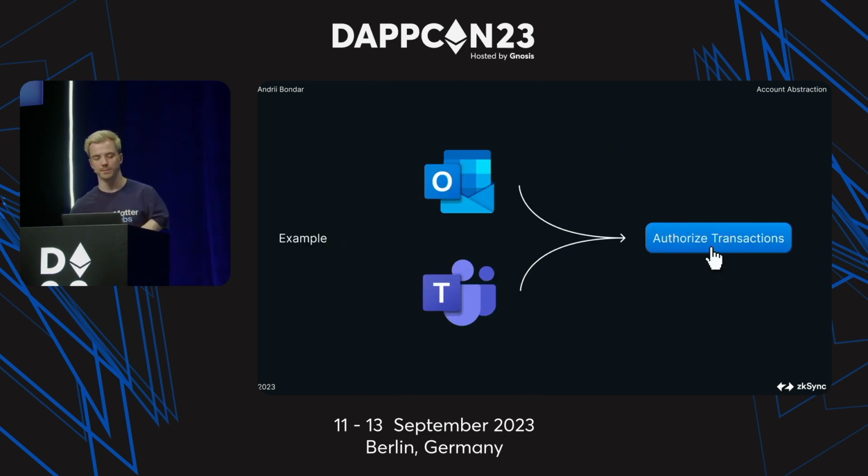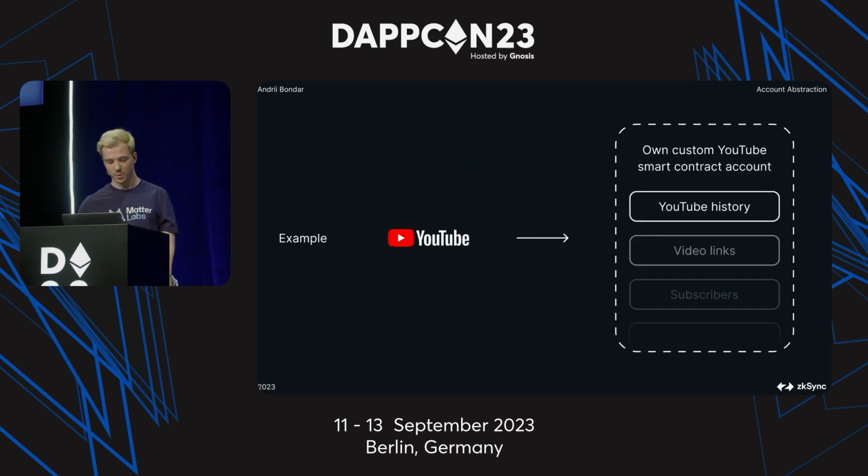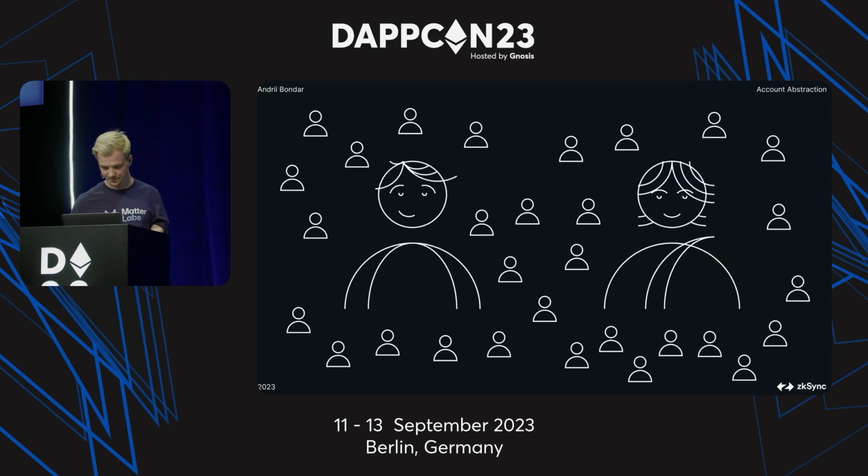Just imagine an example. Every MS Office user can authorize transactions directly from their email or MS Teams app. What about entertainment? Imagine every YouTube channel can have its own custom YouTube smart contract account that holds history, video links, etc. in decentralized storage, which would instantly turn YouTube into a decentralized social network. Today, I showed you some of 1 million possible cases because of account abstraction.